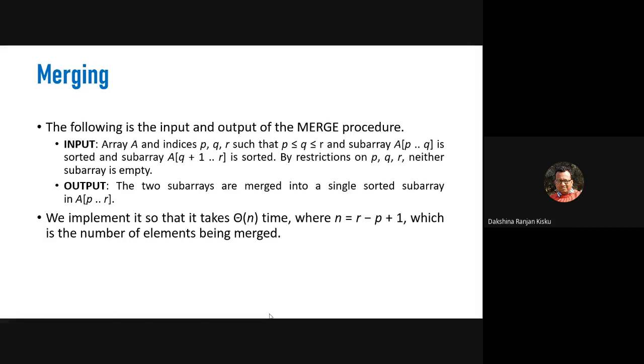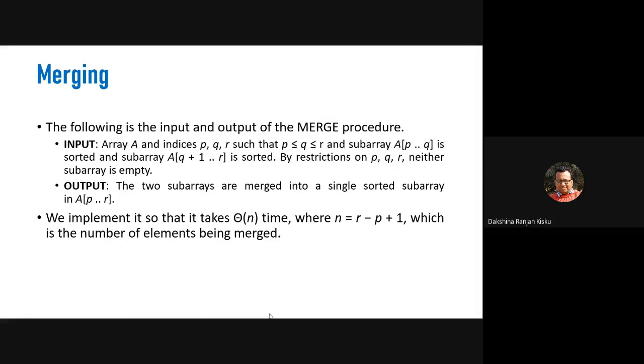Now, in this merging operation, what will be the input and what will be the output? The input will be the array A and indices p, q, r. P, q, r will be given in such a way that p is less than or equal to q, and q is less than or equal to r. And the subarray A[p..q] is sorted, and subarray A[q+1..r] is sorted. So before we initiate the merge operation, we need to have the subarrays sorted.